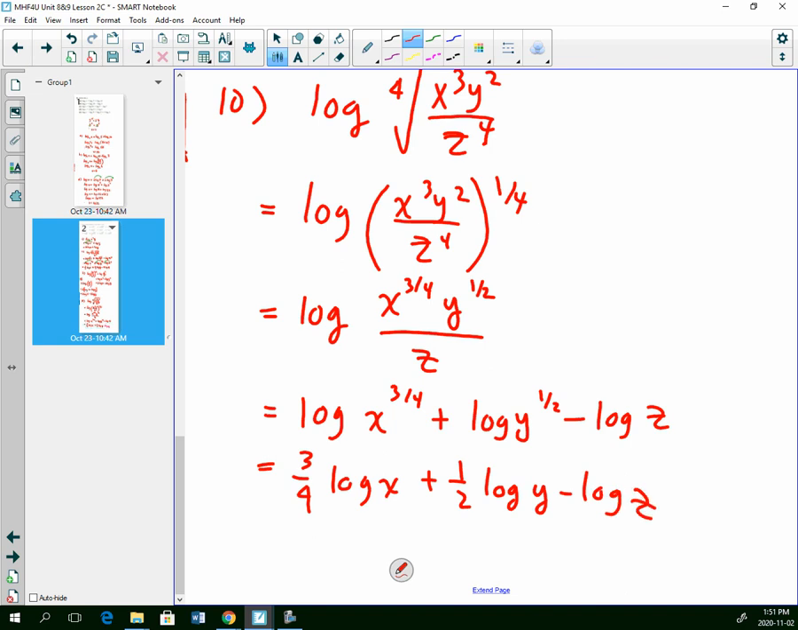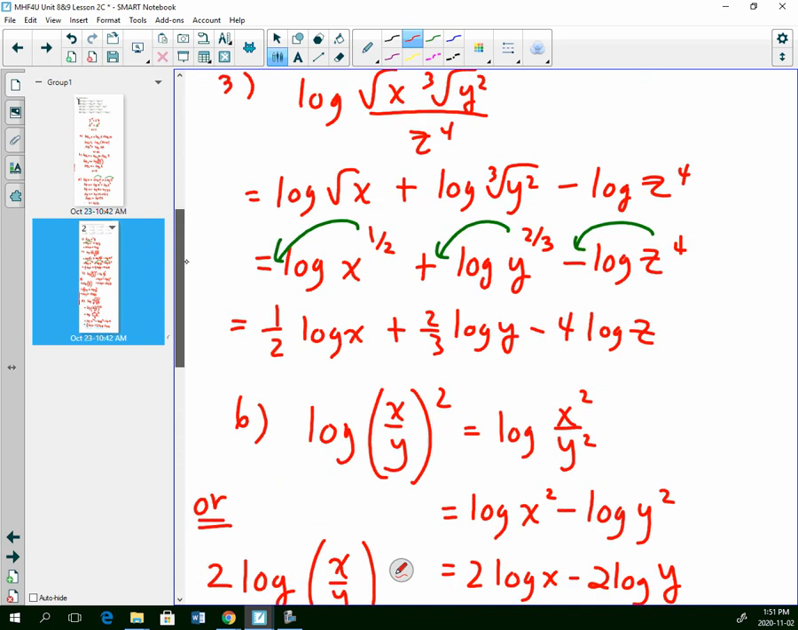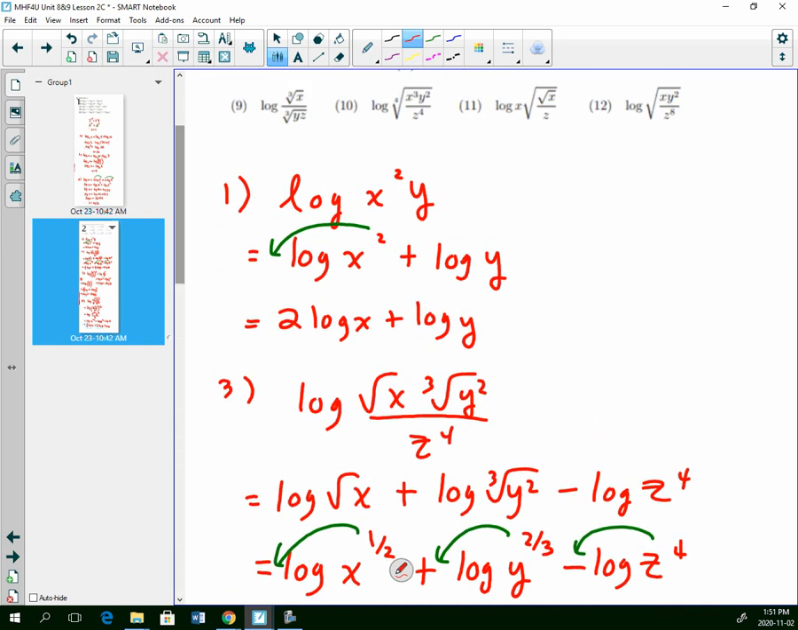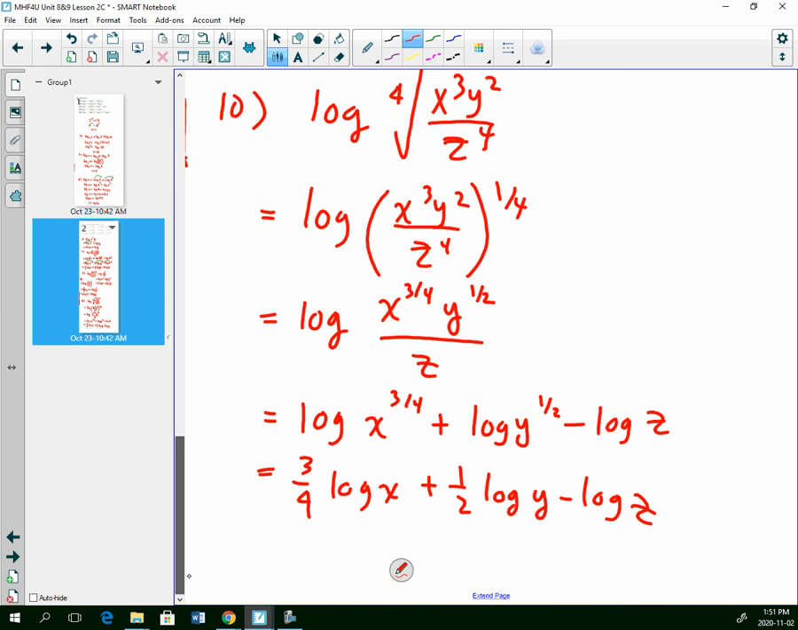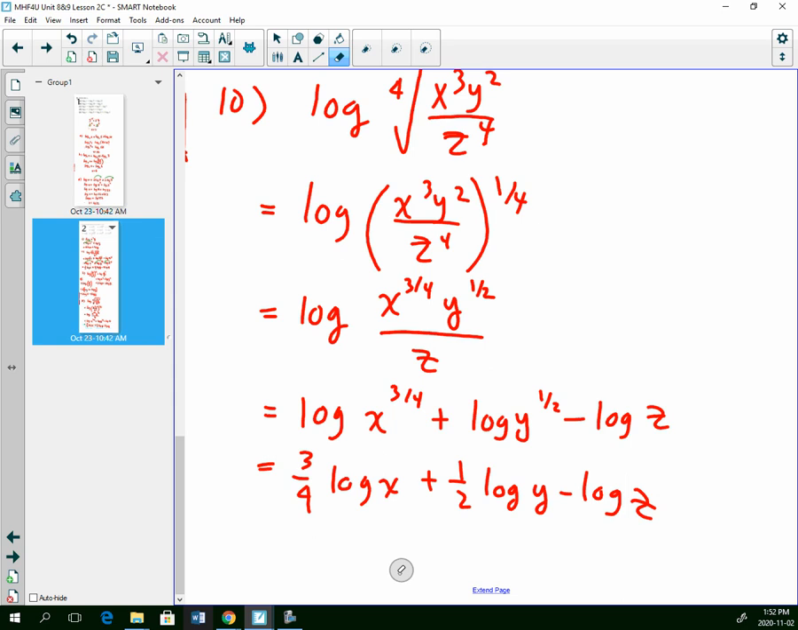Okay, so that's a typical question, using your log laws to take expressions apart, and then we looked at earlier where we were putting them together so that we're able to solve. Okay, are there any questions on the laws of logs?